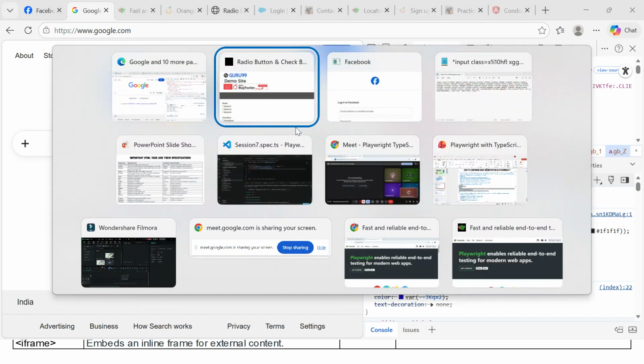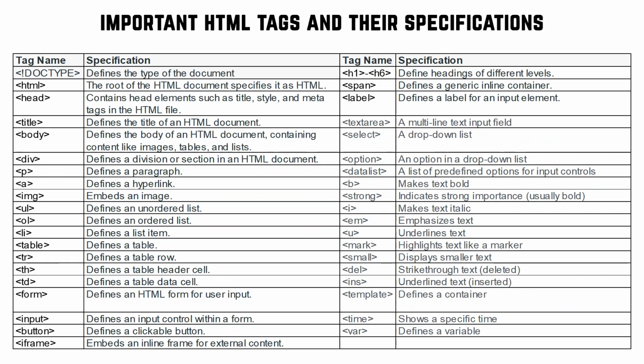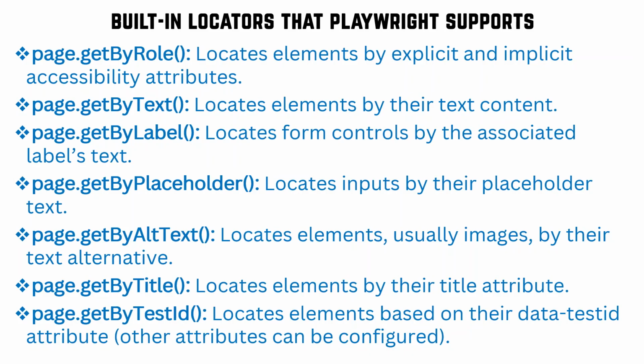So let's understand the key important types of different locators. We'll first discuss the built-in locators that Playwright primarily supports. So what are the 7 built-in locators? Page, get by role, get by text, get by label, get by placeholder, get by alt text, get by title, get by test ID. So what is get by role?